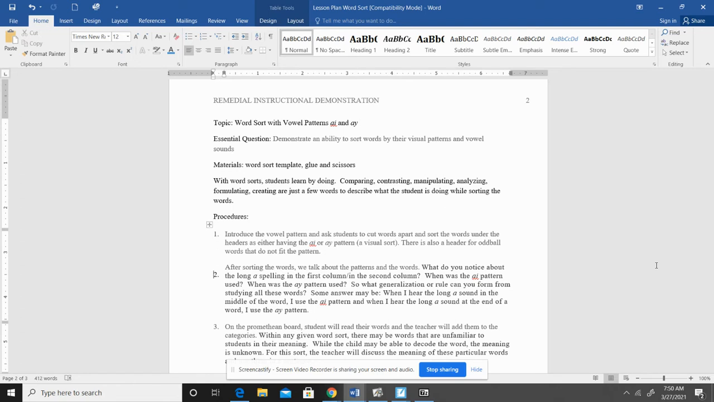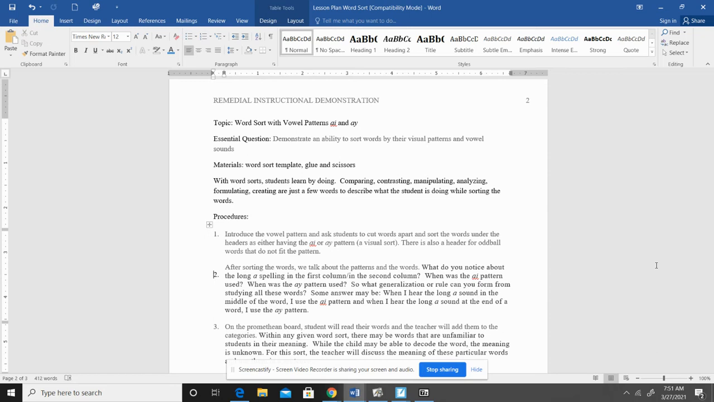So the procedures. Number one, introduce the vowel pattern and ask students to cut words apart and sort the words under the headers as either having an AI or an AY pattern. There are headers that I provide for them. I also provide the header oddball because I love to throw in some sounds that aren't in this pattern to see if students can identify it. And usually it's the short vowel of the vowel that we're working on.